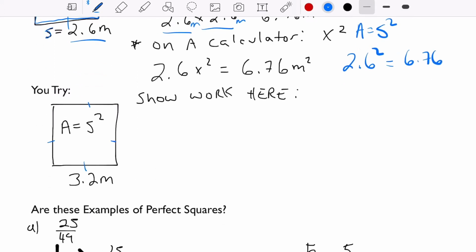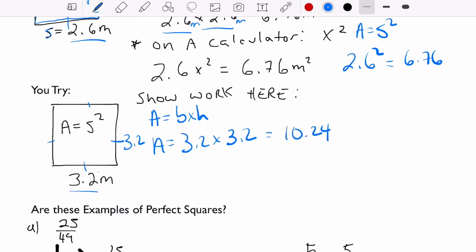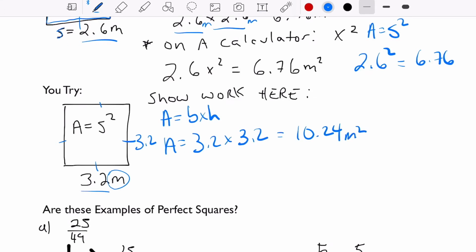So if you want to do this problem right here, you would need to write a formula that you're going to use. That's always the rule in our class. So we always go area equals, and just for my sake, I'm just going to do base times height here. Since we know that this bottom part is 3.2, we also know that the side is 3.2 here too. So we show our work, we write the formula, and we go 3.2 times 3.2. And if we do that on our calculator, it is 10.24. Now, since it was measured in meters, this would be measured in meters squared. So that would be your area. Area equals 10.24 meters squared.